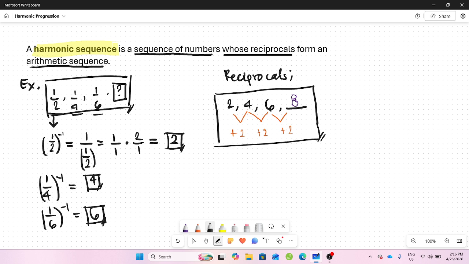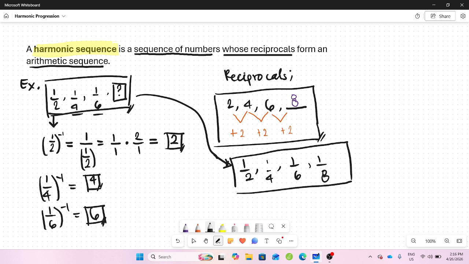So if we go back to this question earlier, what is the next term here? You would easily see that the answer should be 1/8. So our final answer will be 1/2, 1/4, 1/6, and the next term here should be 1/8. Okay, so this is what we call a harmonic sequence or harmonic progression.